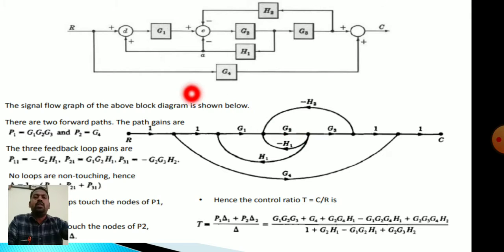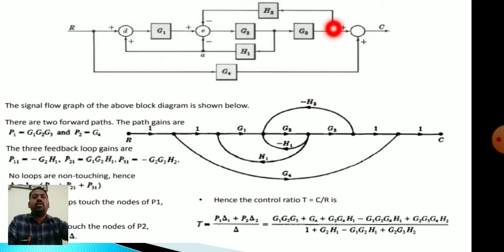Let us see from where to where, what is flowing here. From R to this takeoff point, nothing is there, you can take unit transmittance. Again from here to here, nothing is there, unit transmittance. And from here to here, that is G1 in this forward path. From here to here, that is G2. Again from here to here, that is G3.